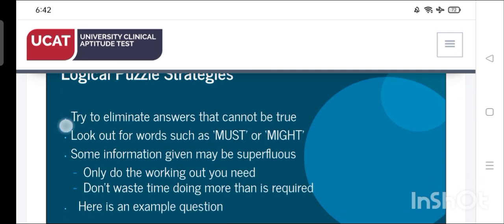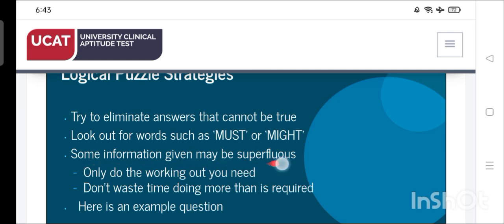Next, we have: try to eliminate answers that cannot be true. Rather than trying to solve the ones that could be true, you can try to eliminate the ones that cannot be true, where there is no possibility that they could be true. You can eliminate those answers first. Look out for words such as must or might. There will be use of must and might in these types of questions, so you have to look out for these words and what they are used for.